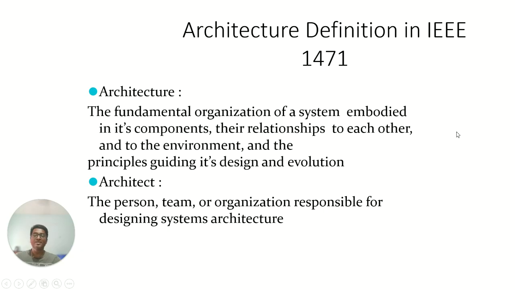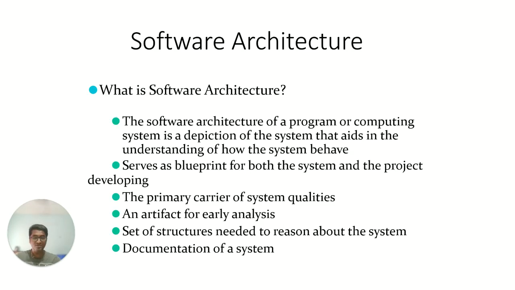Speaking about architecture, it is the fundamental organization of a system embodied in its components, their relationships to each other, and the environment, and the principles guiding its design and evaluation. The architect is the person, team, or organization responsible for designing the system's architecture. And what is software architecture? The software architecture of a program or computing system is a depiction of the system. It serves as a blueprint, and also the primary carrier and artifact, and also the set of structures and the documentation of the system.